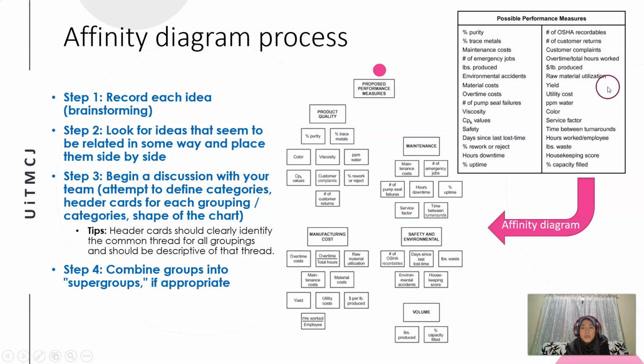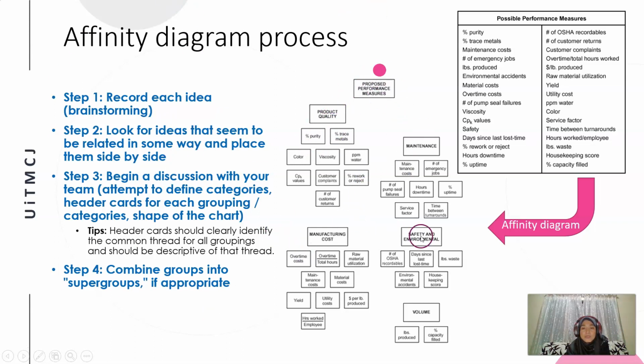So how can we categorize this? It is not easy to categorize. You need to be very critical in order to identify. For example, material cost: what is material cost about? What is overtime cost about? For example, it is about the manufacturing cost.